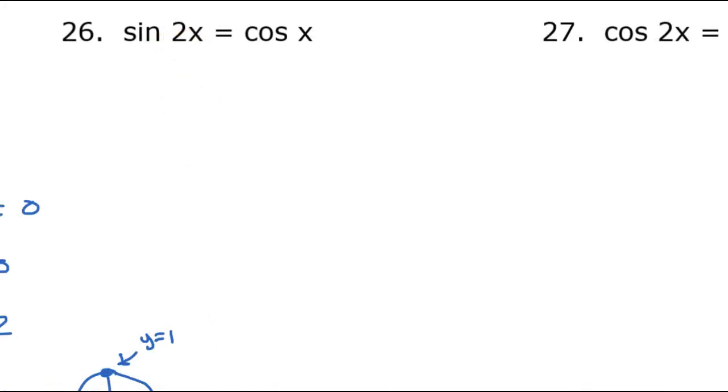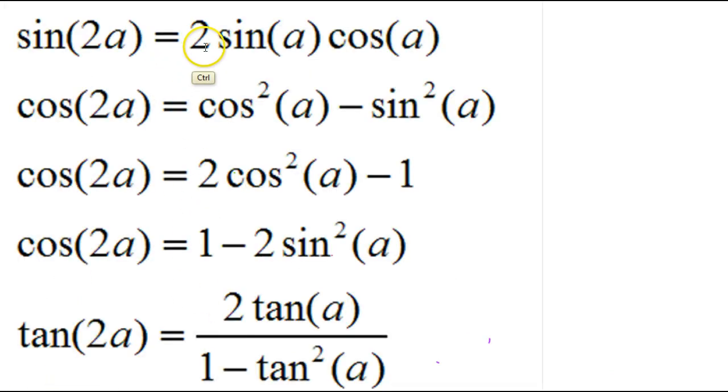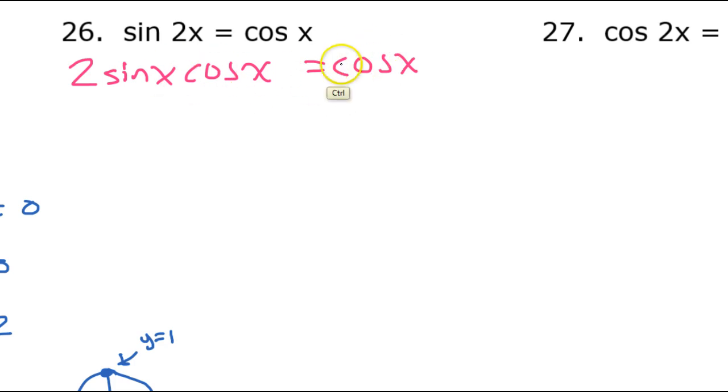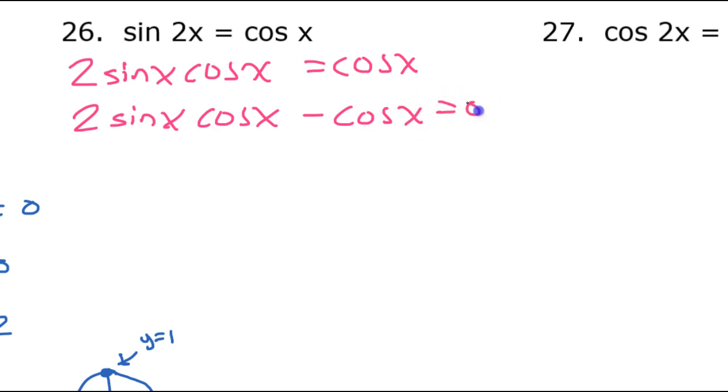All right, sine of 2x, that's going to be 2 sine x times cosine x. So let's go ahead and make that substitution right now. 2 sine x cosine x is equal to cosine x. Now it's very tempting to divide both sides by cosine, but you can't do that. Cosine x will often be 0, and you can't divide by 0. So instead we subtract and do the GCF. So I'll have 2 sine x cosine x minus cosine x is equal to 0.